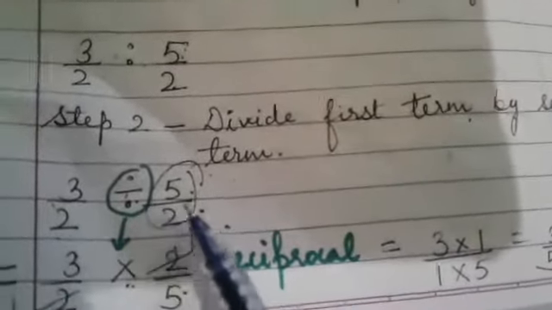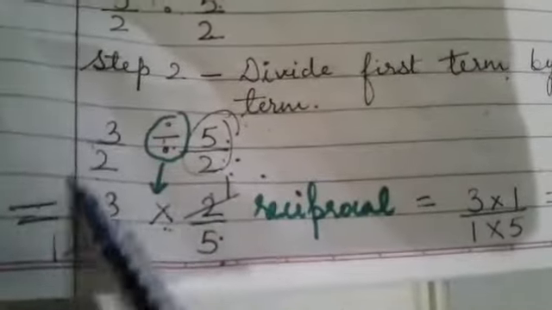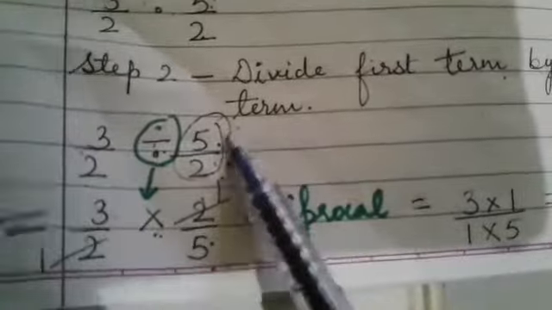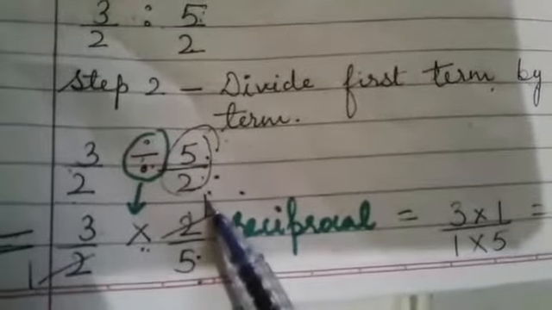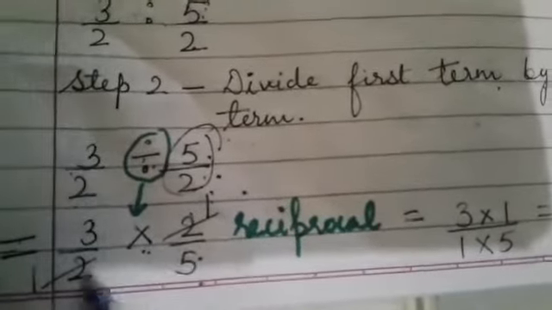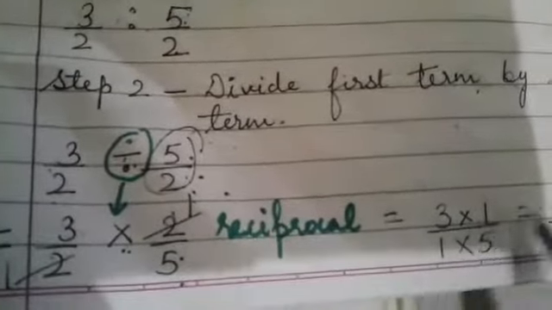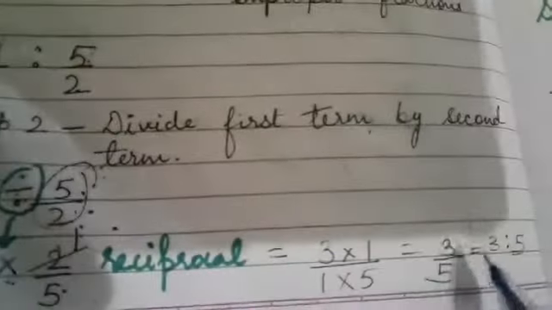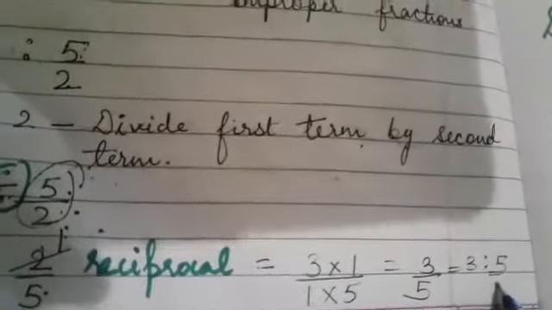Last year in fractions we have seen that this division converts into multiplication, and we have to take the reciprocal of 5 by 2. Reciprocal of 5 by 2 is 2 by 5. Okay. 2 with 2 gets cancelled. 3 1s are 3 multiplied by 1, 1 multiplied by 5. So you get 3 by 5, that is 3 is to 5.